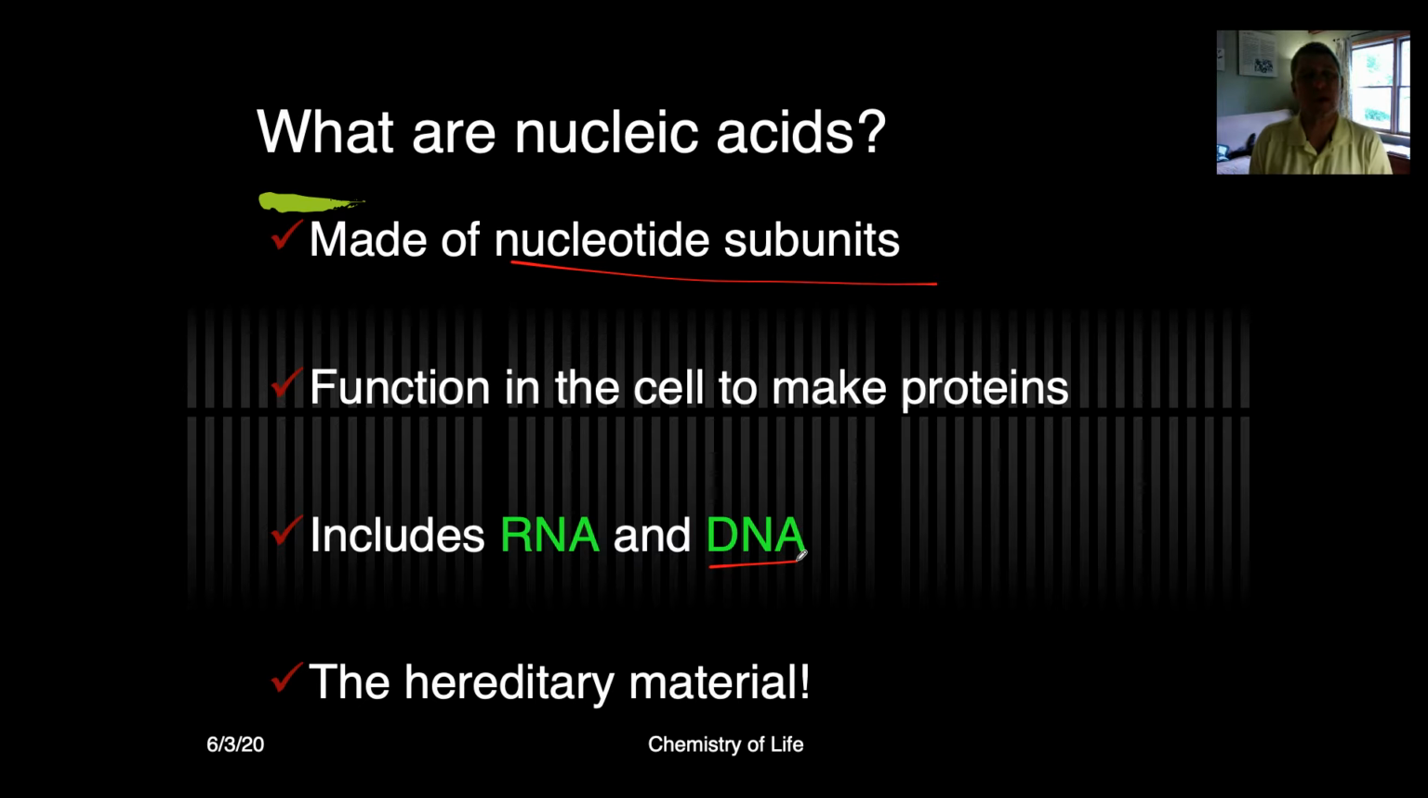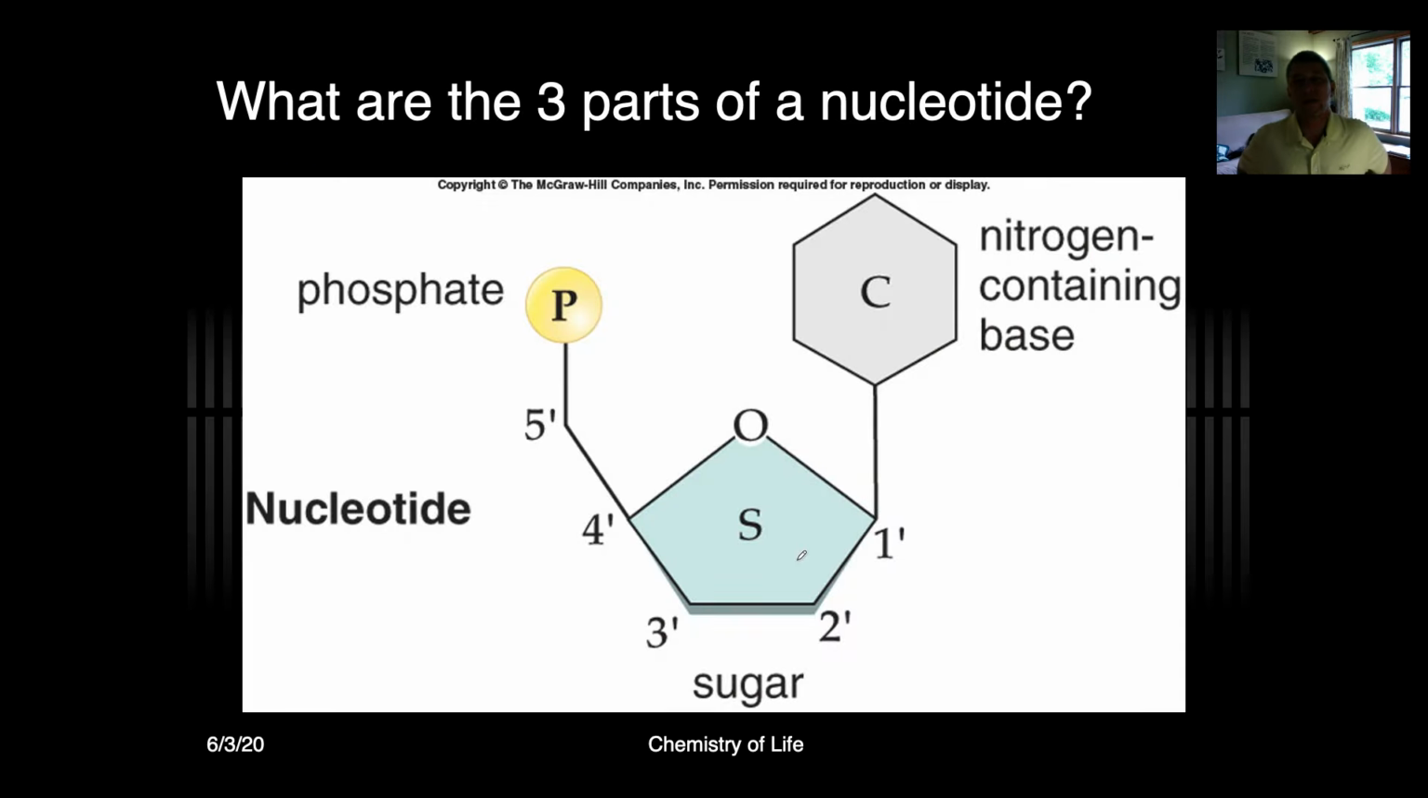So nucleic acids are the subunits, and they come together in long chains to form DNA, which is the hereditary material. Now, there are 3 parts of the basic building block called a nucleotide. The first is a sugar, and there are 2 sugars that can be used here: ribose, which is found in RNA, and deoxyribose, which is found in DNA. Both of them are 5-carbon sugars.